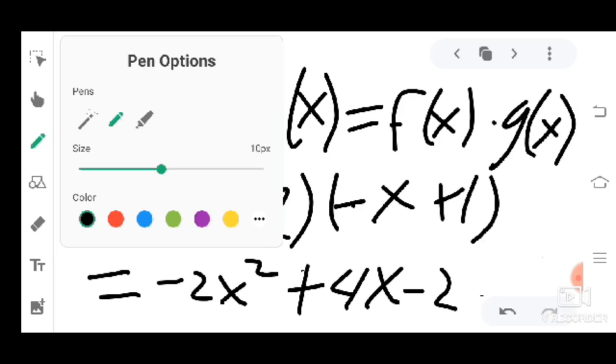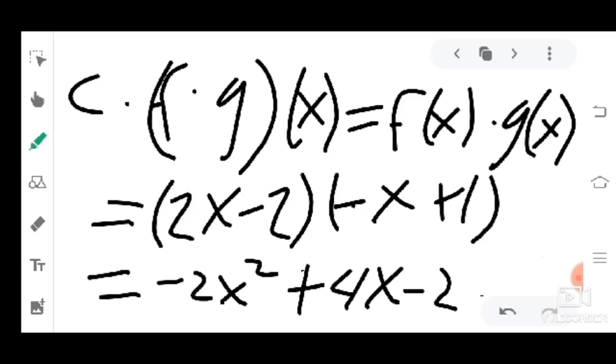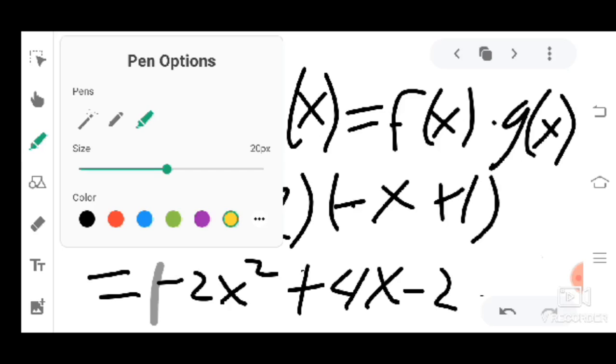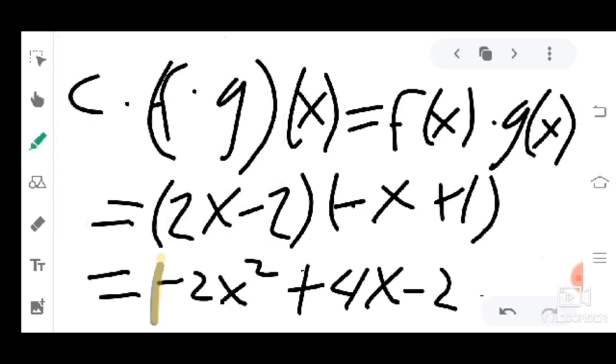So it means our answer in letter C is negative 2x squared plus 4x minus 2.